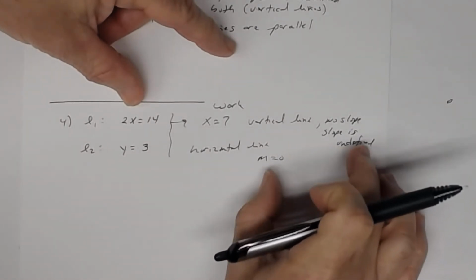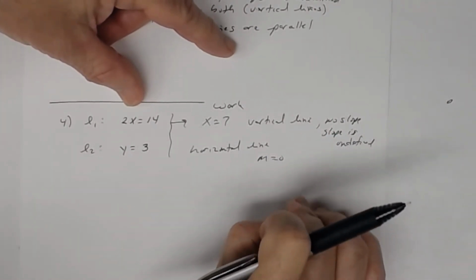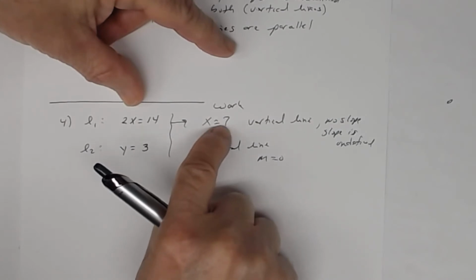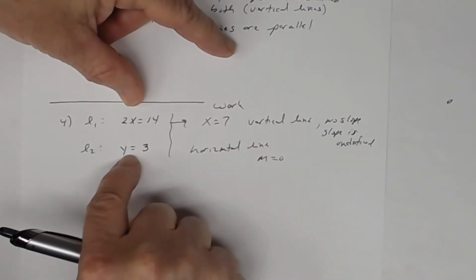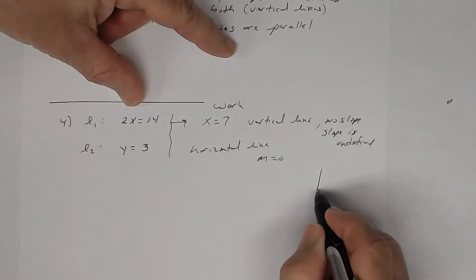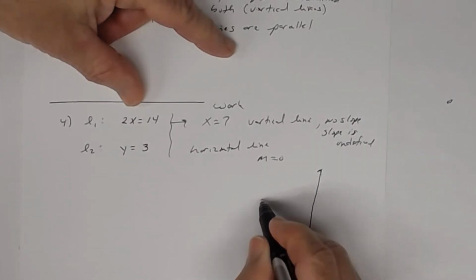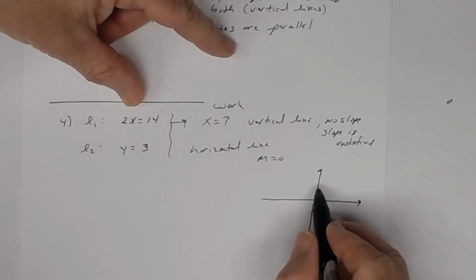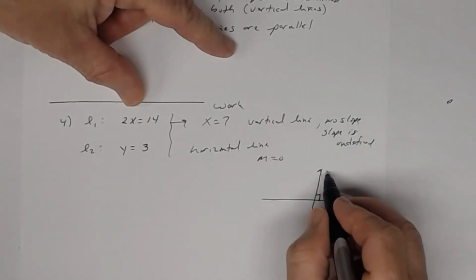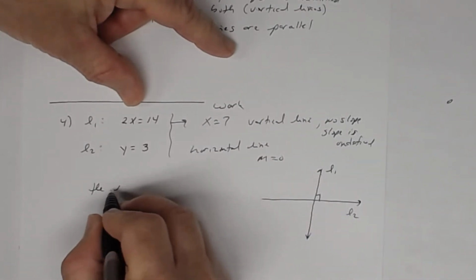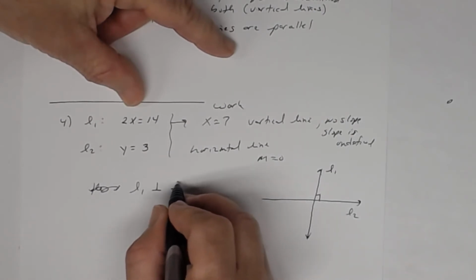But in particular, I did not even need to use the fact that the slope is undefined or that the slope is 0, because whenever x is by itself and there's no y, I know it's a vertical line. Whenever y is by itself and there's no x, I know it's a horizontal line. A vertical line and a horizontal line are going to intersect at a right angle. So since those two lines intersect at a right angle, this is line 1 and this is line 2, those two lines have to be perpendicular. So let's say this, line 1 is perpendicular to line 2.